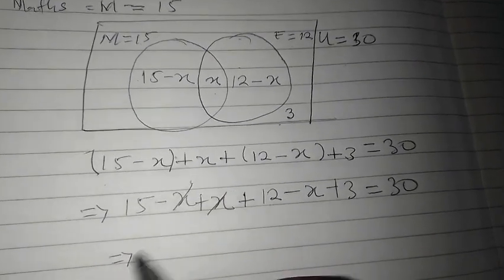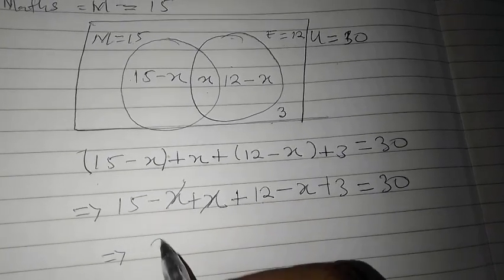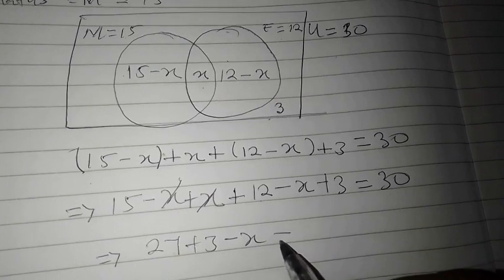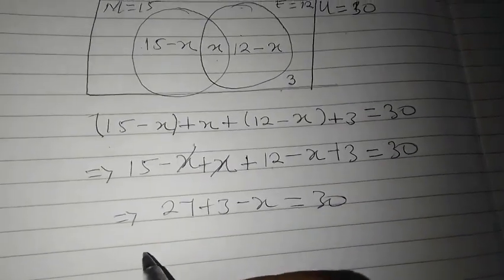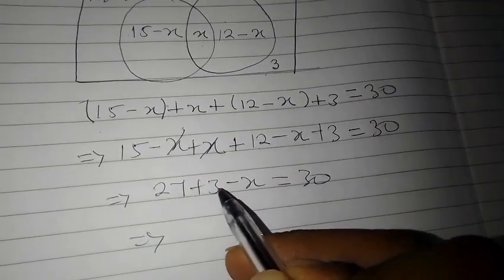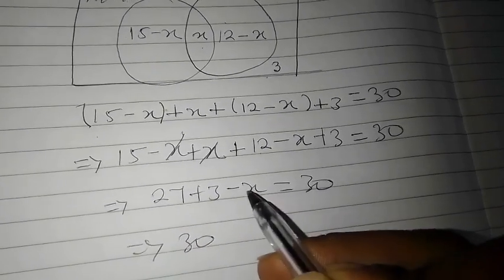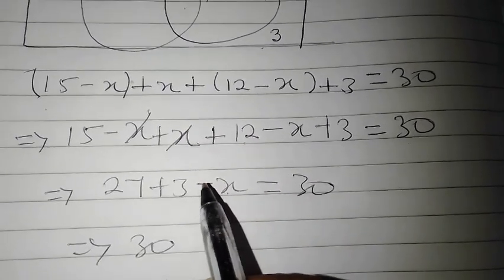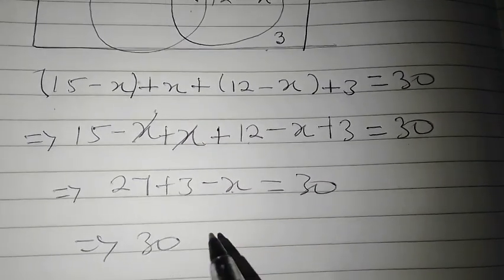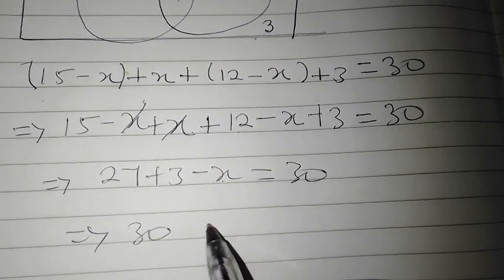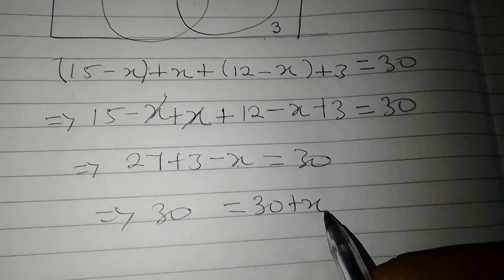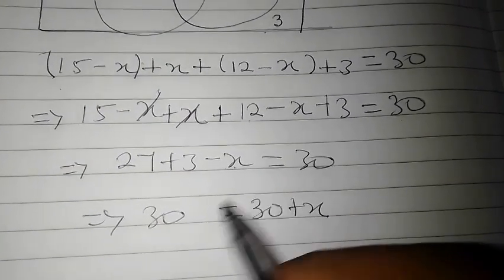So now this plus this will be what? Let me go on here. So 12, 27 plus 3 minus x is equal to 30. So this gives you 30. This one, when it crosses the equal sign, the minus becomes positive. So 30 equals 30 plus x.